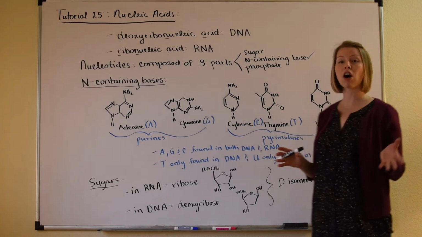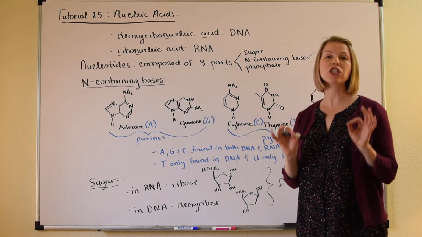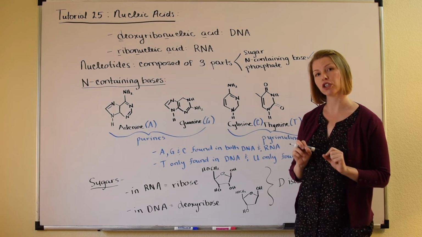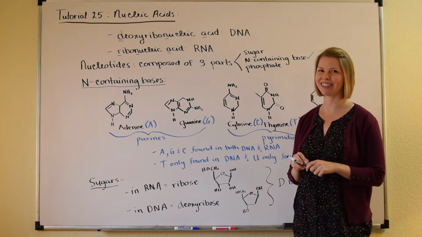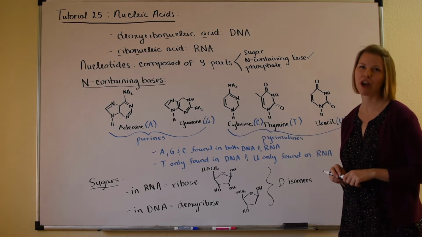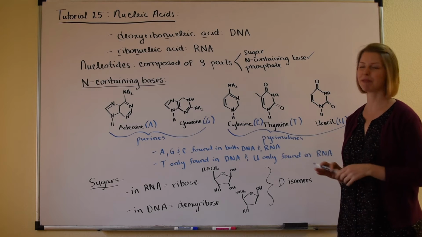Because as you might recall, nature is selective for the use of D sugars and L amino acids. So it's not surprising that the sugars involved in DNA and RNA are going to be of the D isomers.